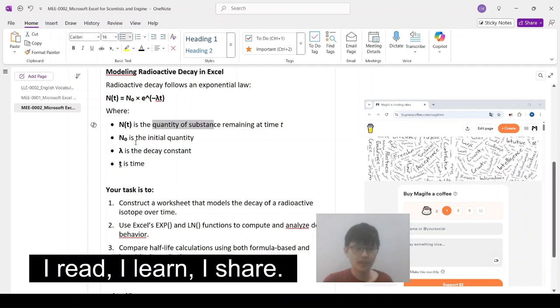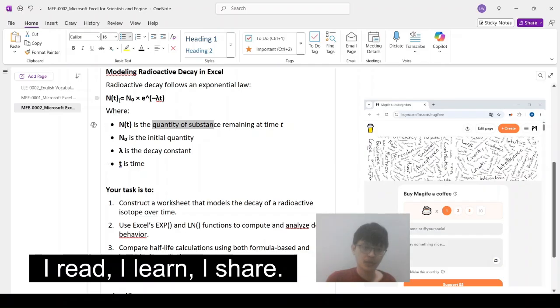And then over time, the quantity of the substance will become lesser and lesser. This is because of radioactive decay. N0 is the initial quantity. N(t) will change over time. Lambda is the decay constant. It depends on the substance, it's a constant value, and then t is the time.